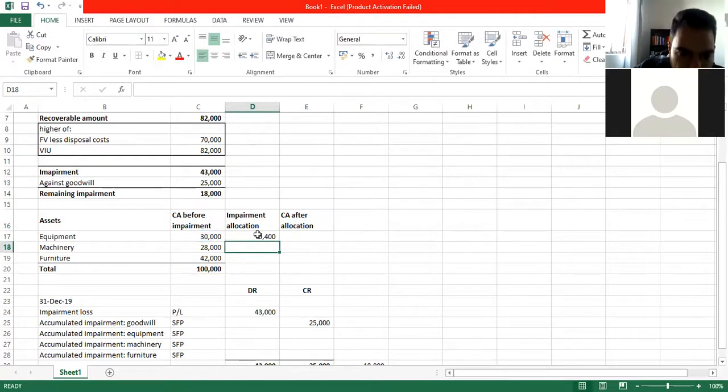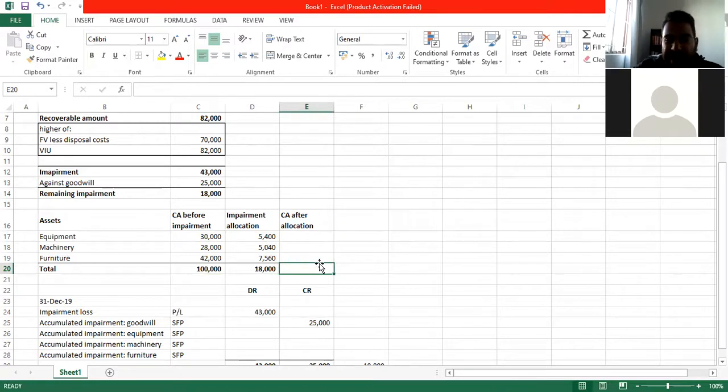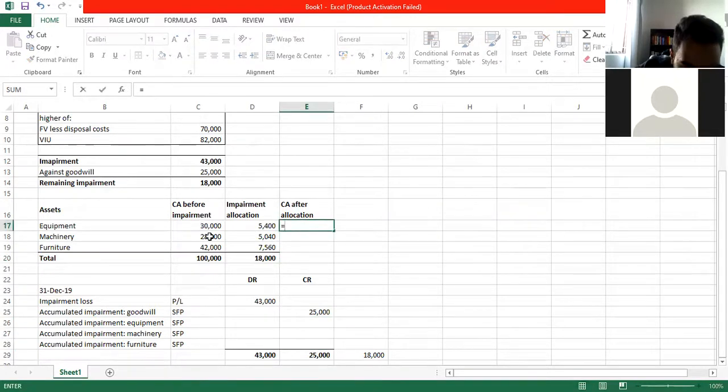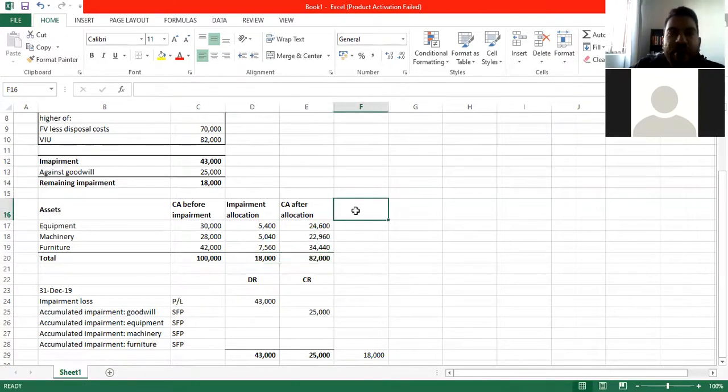So if I run that across, that is what the impairment allocation is. If I add it up, it must add up to the 18,000. Okay, so technically we will bring in these amounts over here. But before we can do that, we need to do a check. So we're going to say, okay, that carrying amount before impairment minus the impairment allocation will give me a carrying amount after the impairment. But we'll have to compare to the recoverable amounts.